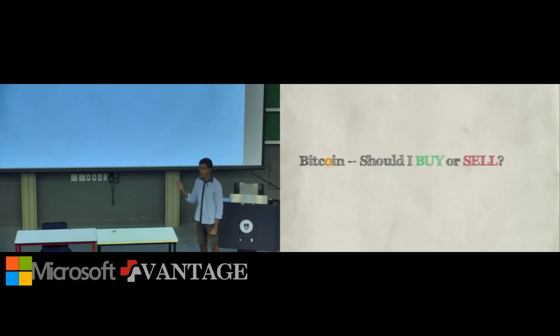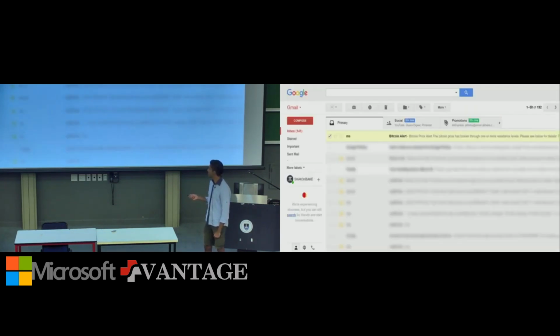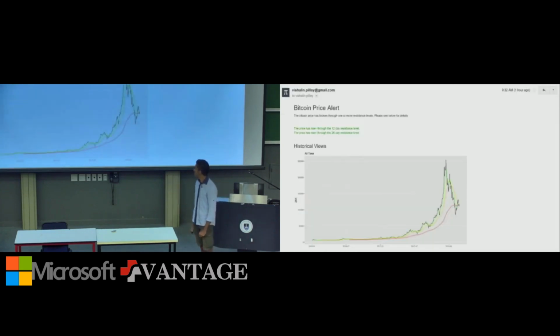So back to our question then. Bitcoin, to buy or sell? Well, looks like we have mail, so let's check it out. Aha, a mail from yourself. How interesting. And opening that up, there we go. We have this pretty report document, and it's embedded into the body of the mail.